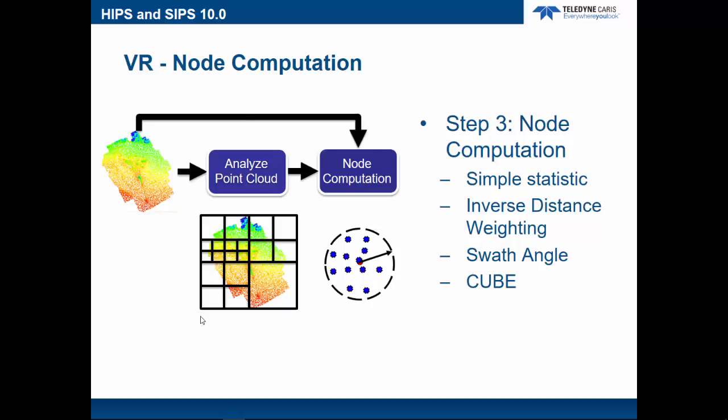So the first step of creating the resolution map happens independently from the next step, which is actually doing the gridding itself. So here we use traditional gridding methods, things like a simple statistic that would be, say, shoalest depth or deepest. We also have inverse distance weighting, the swath angle method from HIPS, and of course CUBE. So you can use CUBE or any of the other gridding methods with variable resolution, and it's completely independent of the estimation method used in the first step.